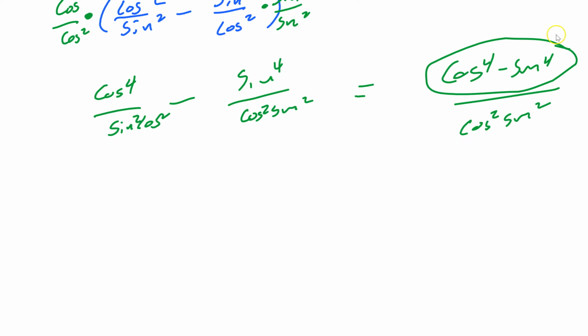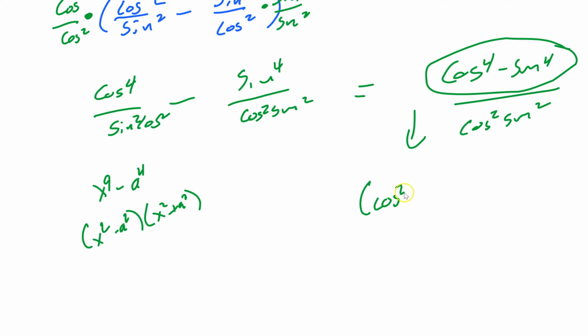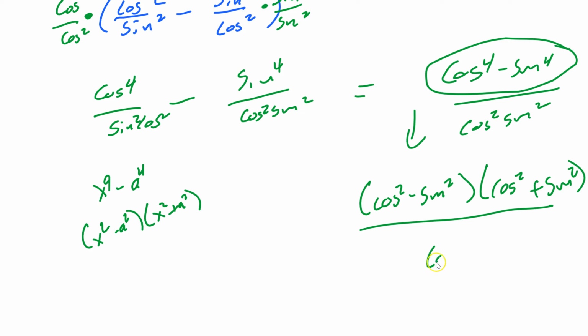This factors. Come on, honors. Difference of two squares, right? This is x to the fourth essentially minus a to the fourth, which is x squared minus a squared, x squared plus a squared. Same thing here. So I'm going to get cosine squared minus sine squared, and cosine squared plus sine squared, all over cosine squared sine squared.